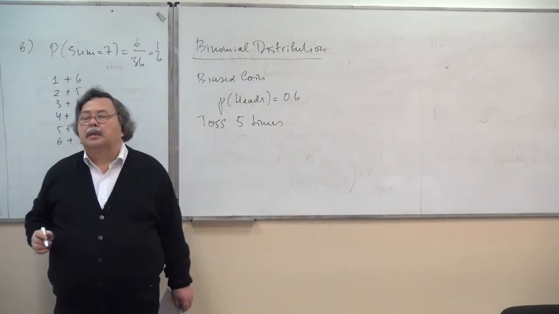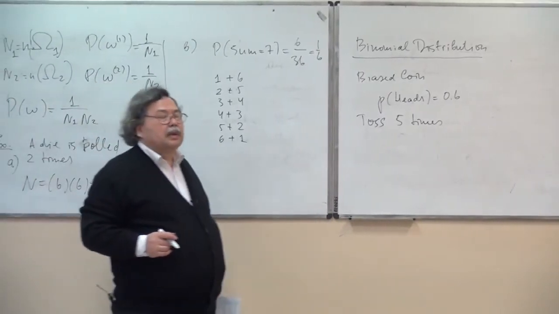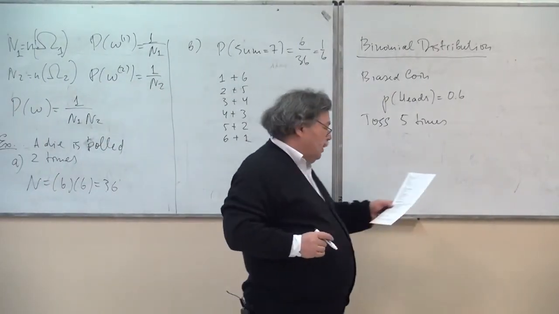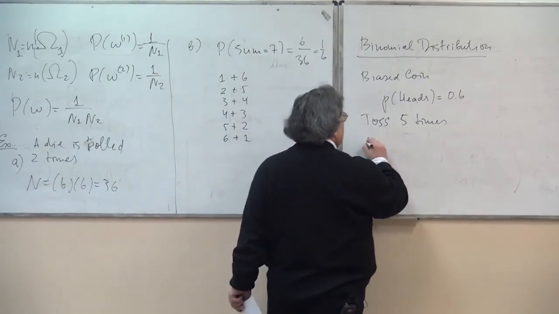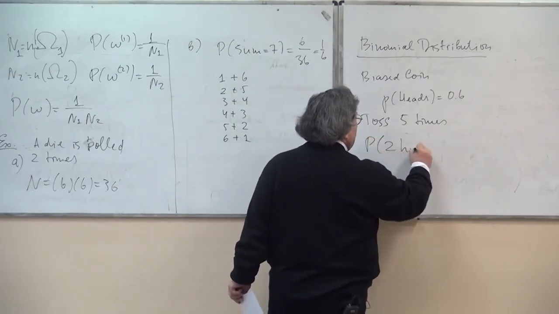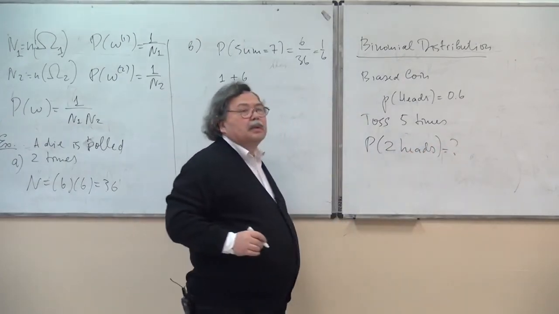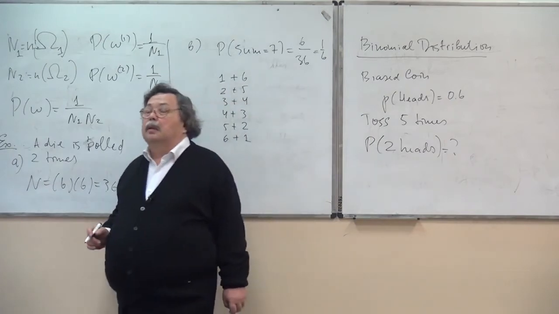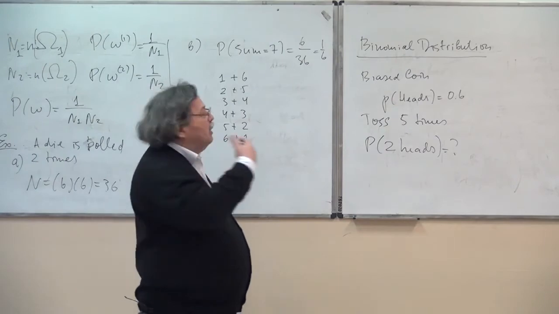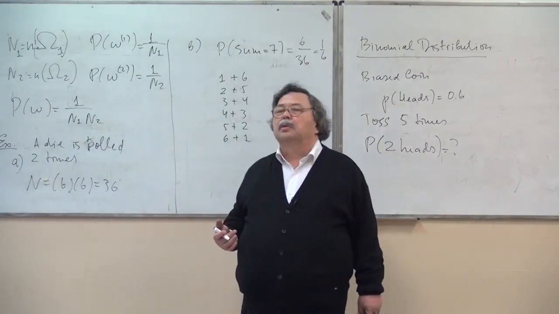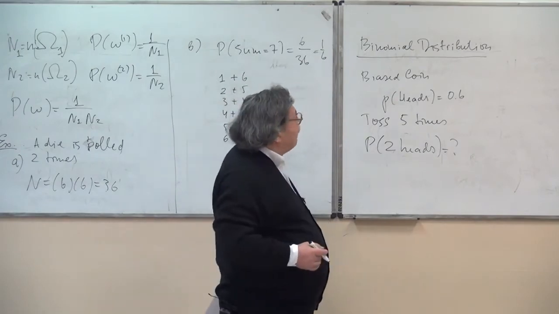And the question is this: what's the probability that on these 5 tosses the coin will turn up heads exactly twice? So, probability of getting 2 heads on 5 tosses. Well, this is not a very simple question, but it's an important question again because this example gives rise to the important formula of binomial distribution. Okay.